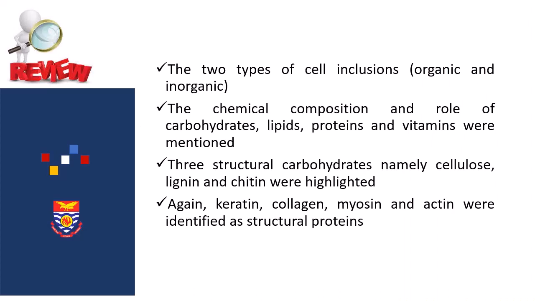Under Unit 2, Session 4, we looked at cell inclusions being the non-living component of the cell. And we got to know the two main types of cell inclusions, that's organic and inorganic substances. And the chemical composition of the cell inclusions were also studied. The three structural carbohydrates, namely cellulose, lignin, and chitin, were highlighted, as well as keratin, collagen, and myosin as structural proteins.